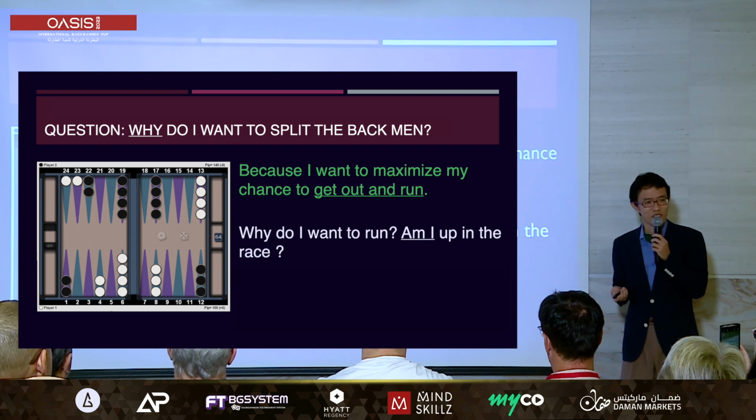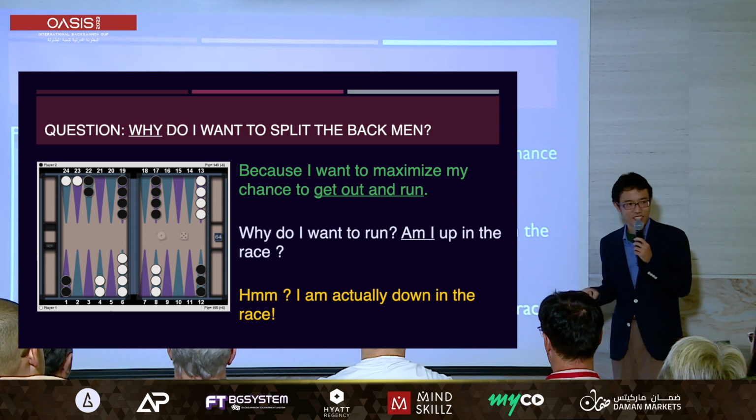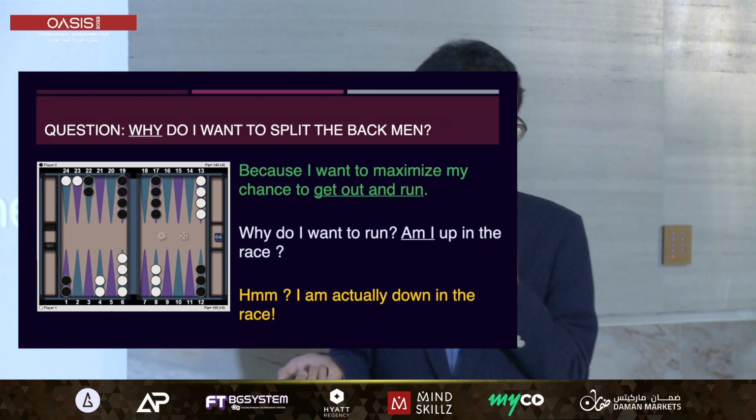And why do I want to run? Am I up in the race? No, I'm actually down in the race. So in this particular position, I have no reason to split. I'm not getting primed. I'm not up in the race. Why am I splitting? If you ask yourself like that, then you will see the reason why you split. Don't split just blindly because the split is right in the opening roll. You know what I mean?